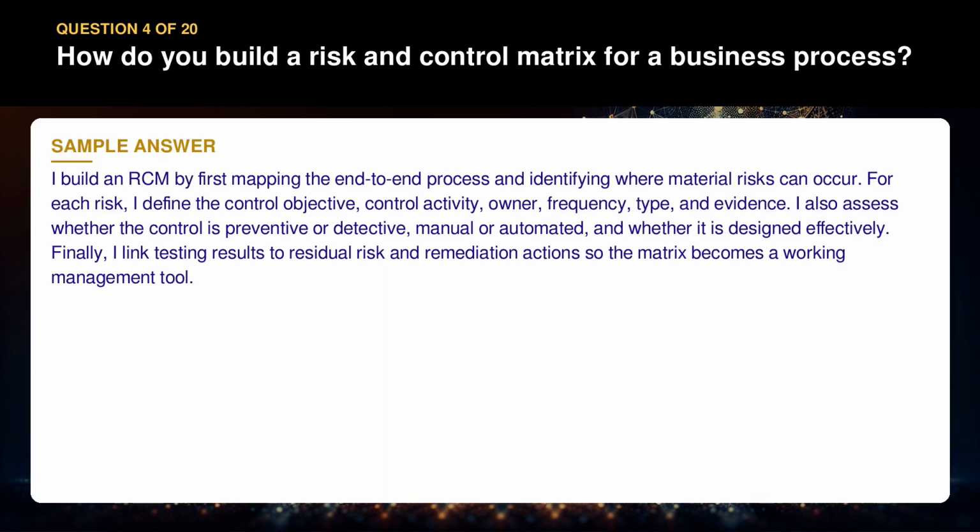I build an RCM by first mapping the end-to-end process and identifying where material risks can occur. For each risk, I define the control objective, control activity, owner, frequency, type, and evidence. I also assess whether the control is preventive or detective, manual or automated, and whether it is designed effectively. Finally, I link testing results to residual risk and remediation actions so the matrix becomes a working management tool.